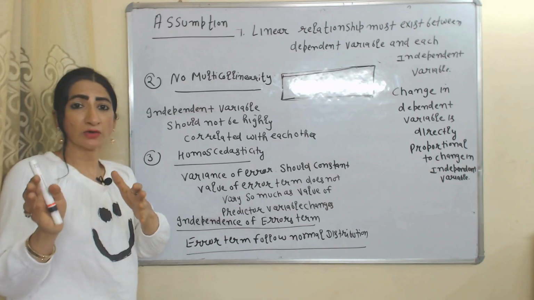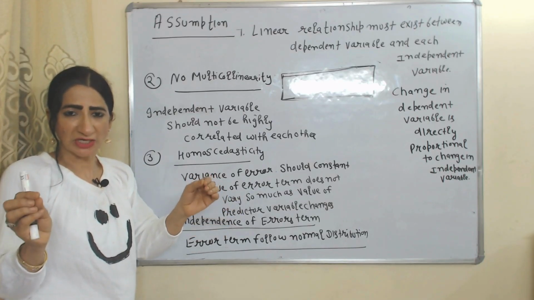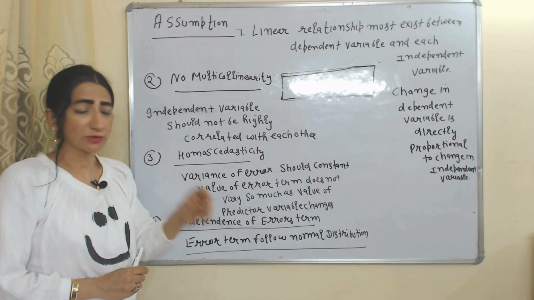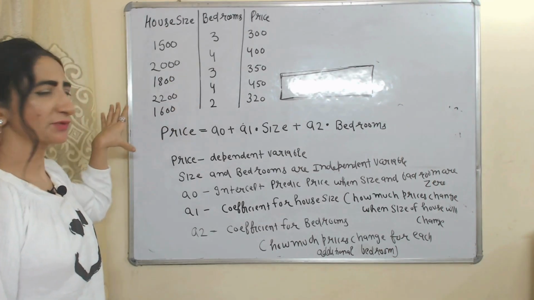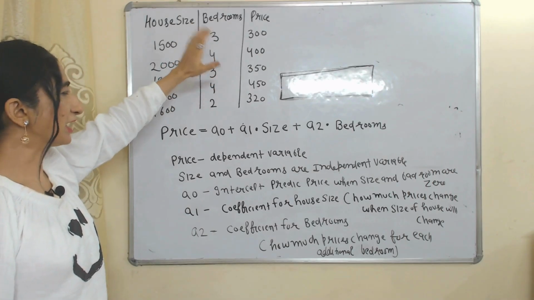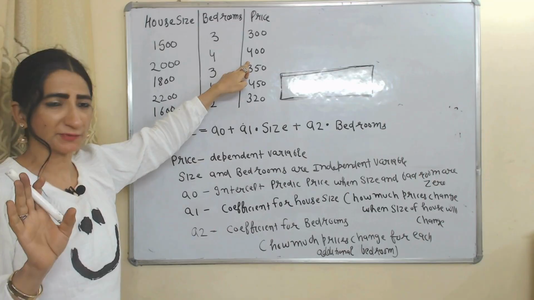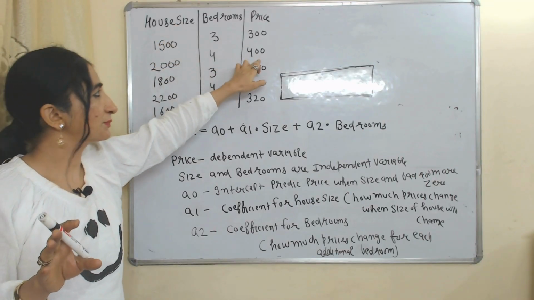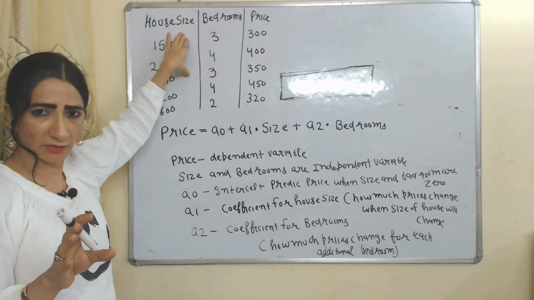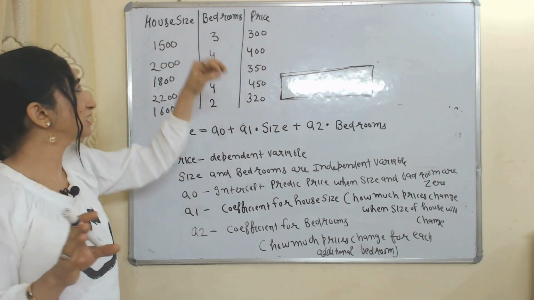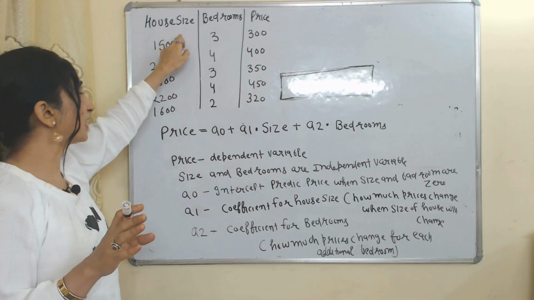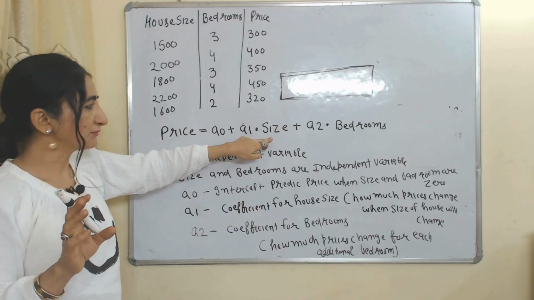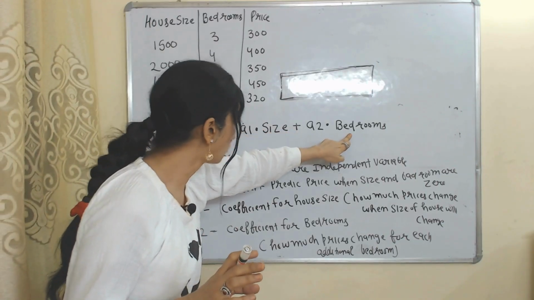As we know, normal distributions are symmetric and bell shaped, and in the case of a multiple linear regression model, the error term should follow a normal distribution. Now we'll see one example. Here we have price, which is the dependent variable. House size and bedrooms are independent variables, because price depends on house size and bedrooms.